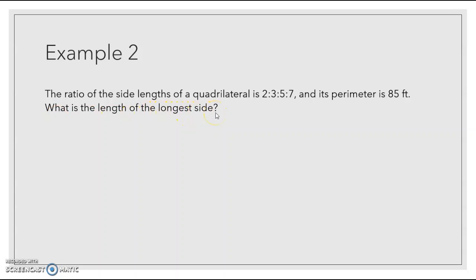Okay, so the first thing we need to do is take this ratio and figure out what these lengths could be and what they reduced by. So notice that they've given us a perimeter. Now a perimeter is all of the side lengths added together. Okay, so they've added all of these together, but remember these were multiplied by a number, and it's going to equal 85 feet. Okay, now because these were all reduced by the same number, I'm just going to use a variable to represent that. So let's take a look at some of the work.